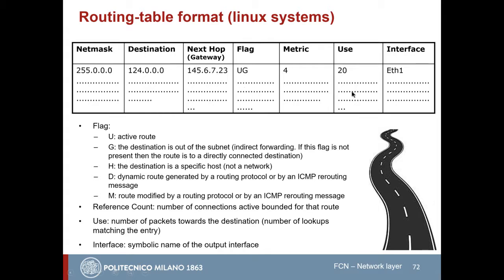And then you have these extra columns. One is for flags. Here you can see the meaning of these flags. Metric, and the use, how many packets matched that specific entry so far, and so on. If you want to have the Windows version, you can go to the command window of your PC and use the command route print. Route print will display a similar table to this.